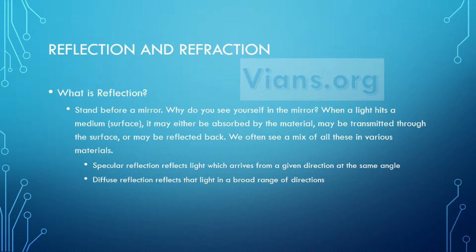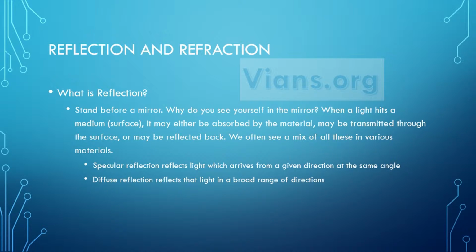So starting with reflection. You stand before a mirror and you see yourself in the mirror, right? So when light hits a medium, could be any surface, it can either be absorbed, could be transmitted through it, or could be reflected back. So we often actually see a combination of all these three things when we look at a certain material. The variation happens in the degree at which it absorbs, transmits, and reflects.